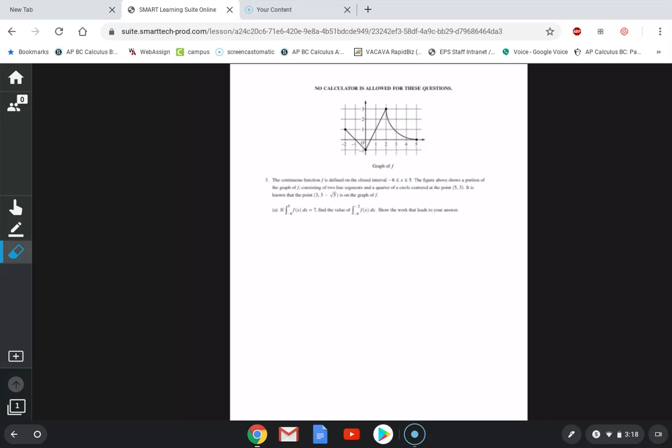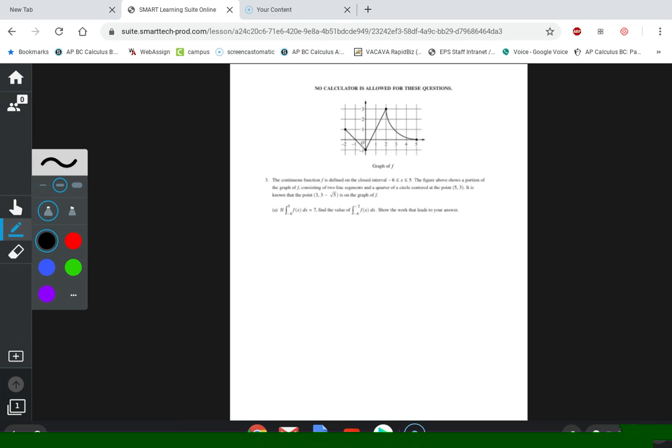Okay, so we're looking at 2019 number 3. If you would take an opportunity to read through the problem and prepare to look at it with me. I'm going to start off by just looking at the directions.